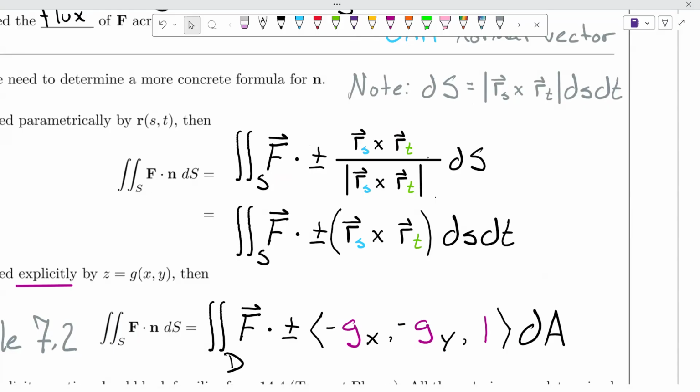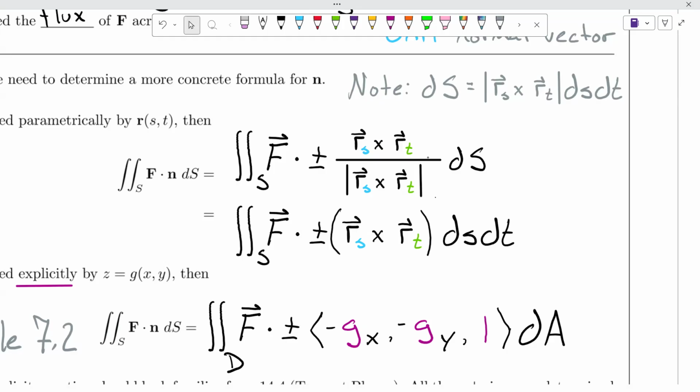Because remember that ds already has the magnitude of partial s cross partial t baked into it. That magnitude is a part of ds. So when I multiply those two together, the unit normal vector with ds, I get the magnitude of that cross product twice. Once in the denominator from the unit normal vector and once in ds. So those two things effectively cancel each other out, right? They both multiply to 1.